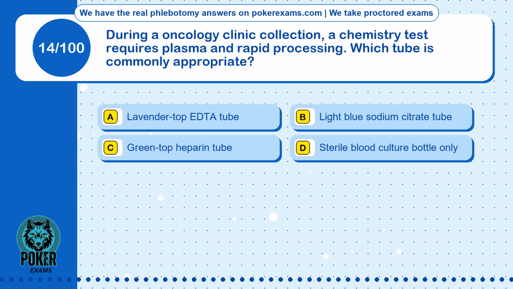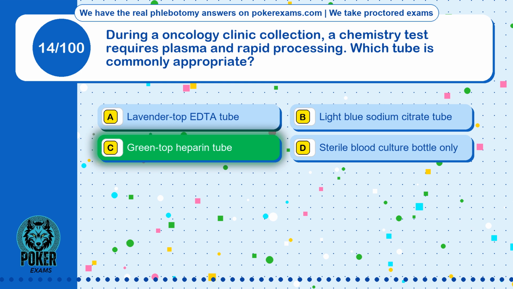Question 14. During an oncology clinic collection, a chemistry test requires plasma and rapid processing. Which tube is commonly appropriate? Option A, lavender top EDTA tube. Option B, light blue sodium citrate tube. Option C, green top heparin tube. Option D, sterile blood culture bottle only. The correct answer is option C, green top heparin tube.